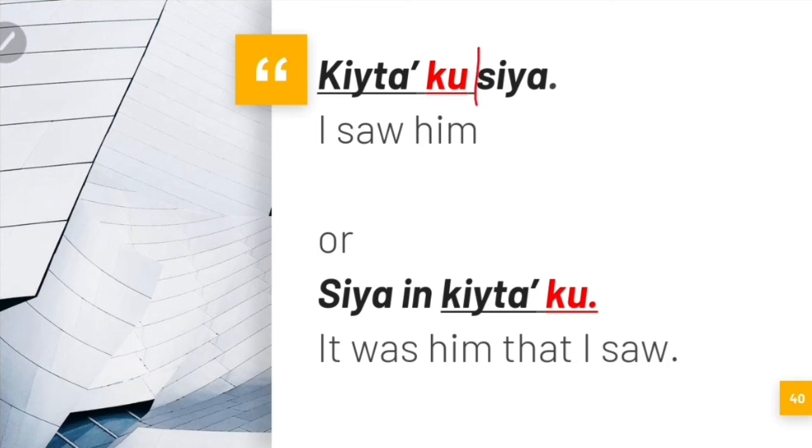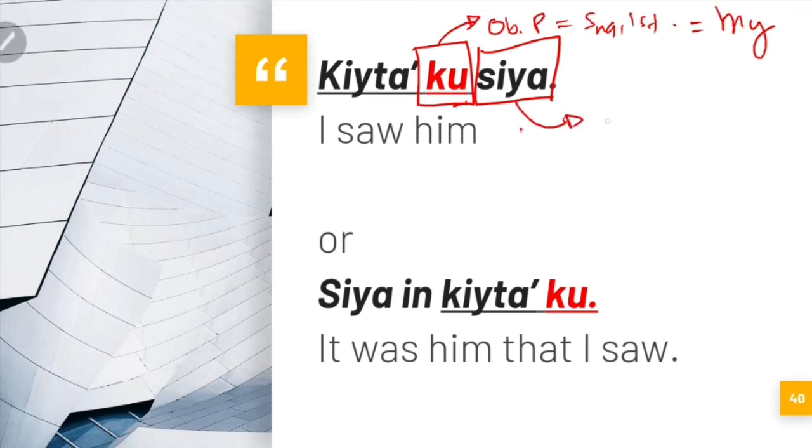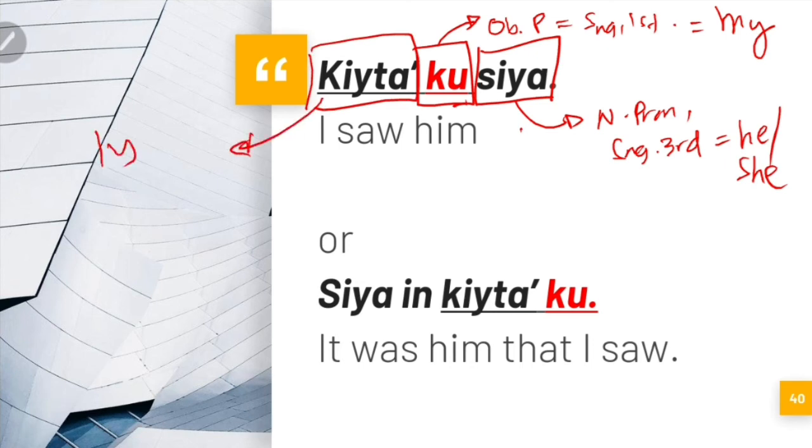We observe that we use two pronouns here. First is the ko, which is an oblique pronoun. It is singular first person, which means me, my. Then we have siya. Siya is a nominative pronoun. It is singular, third person, which means he or she. Remember, our pronouns do not have gender, so it can mean he or she. And we have an e-verb, kita. An e-verb is an object-focused verb.